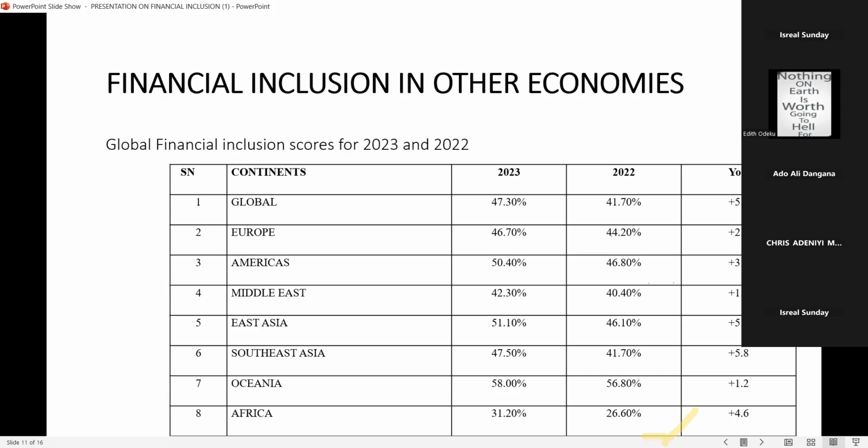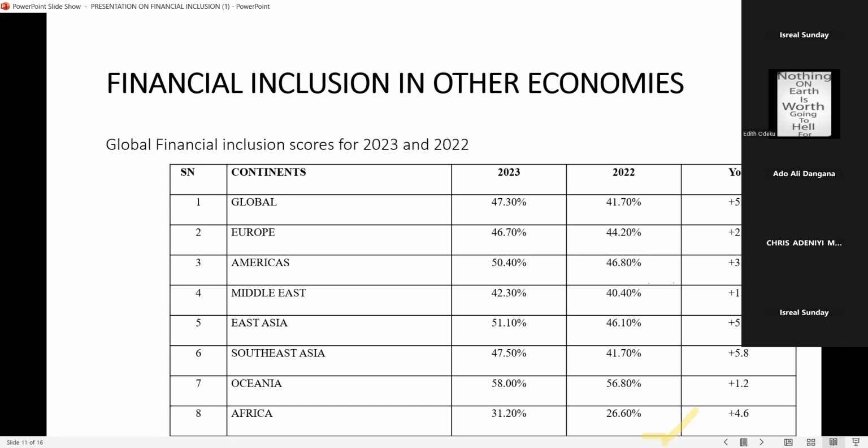Okay, so now in our study pack, there is also a topic known as financial inclusion in other economies. For us to be able to see in the Committee of Nations, where are we? We have about 7 continents here. We are in Africa. So this is what we have globally.